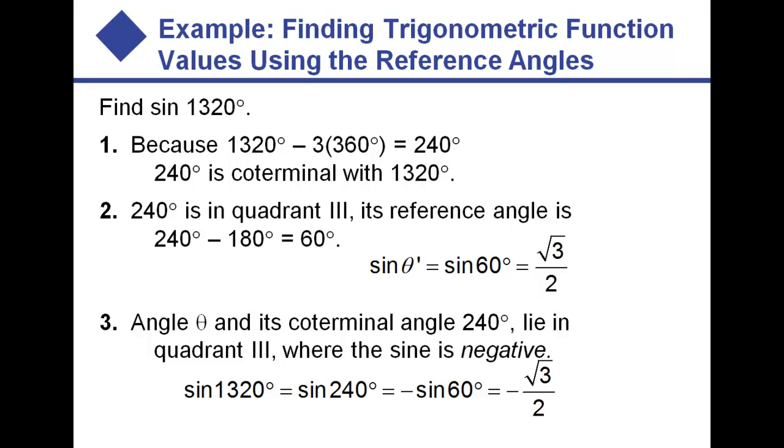Here's an example for trying to find sine of 1320. Well, take away all the 360s. How many 360s can you take out of that? Okay, 360, another one 720, another one 1080. The next one would be too much, so we can take 3 of them away, right? And we're left over with 240 degrees. So a 240 degree angle is the same thing as 1320.